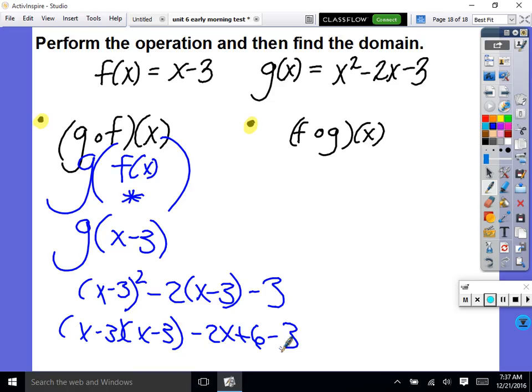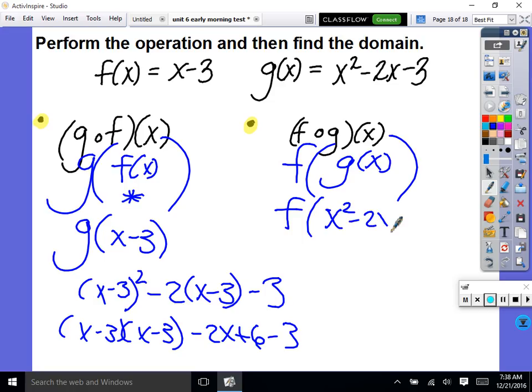Okay, let's do the other way. On the test, it's only going to be one or the other. You got to be able to do it right. So this one, squish x back in with g, that's g of x. Squish it back in one more time, f of g of x. So this is really the function, and what is g of x? x squared minus 2x minus 3.